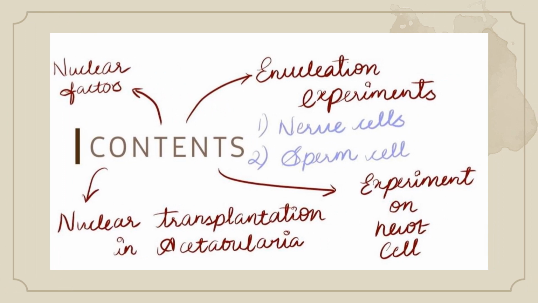First, these are the contents we are going to look upon in this video. First we are going to see about the enucleation experiment which is done in the nerve cell and sperm cell. And then we are going to see about the experiment on the newt cell and nuclear transplantation in Acetabularia, and finally we are going to conclude this video with the nuclear factors that are involved in the development of the nucleus.